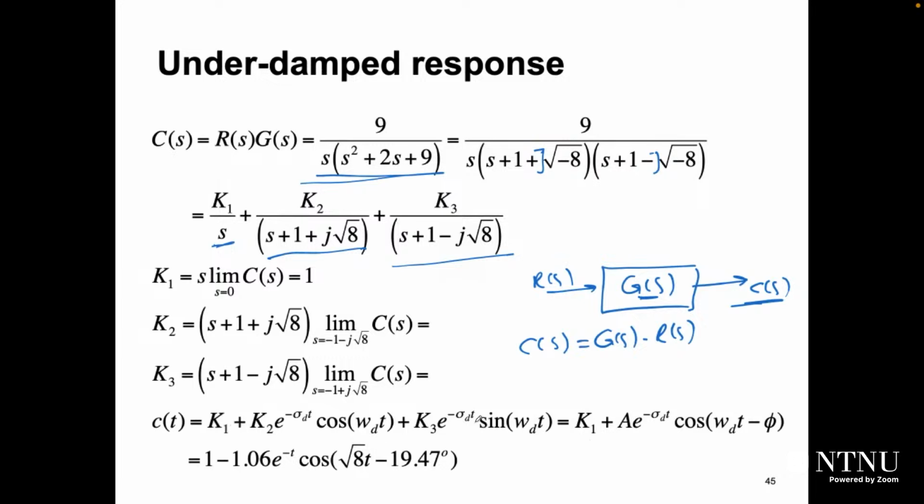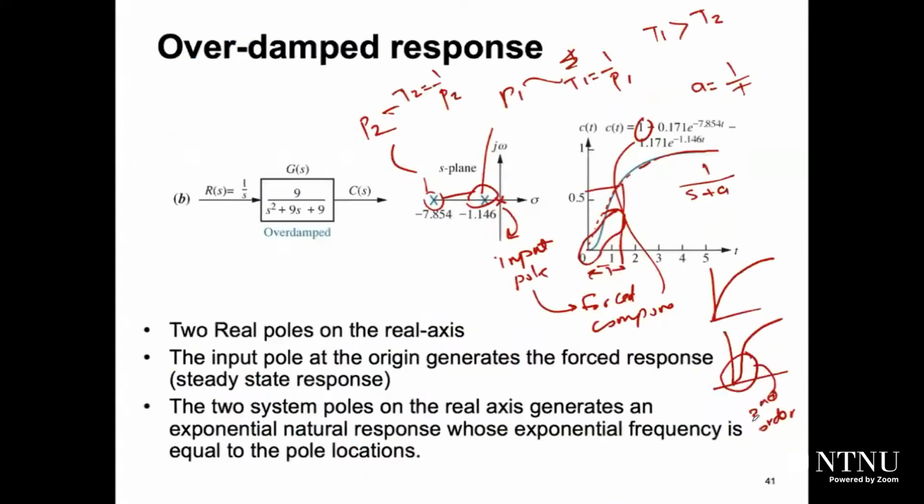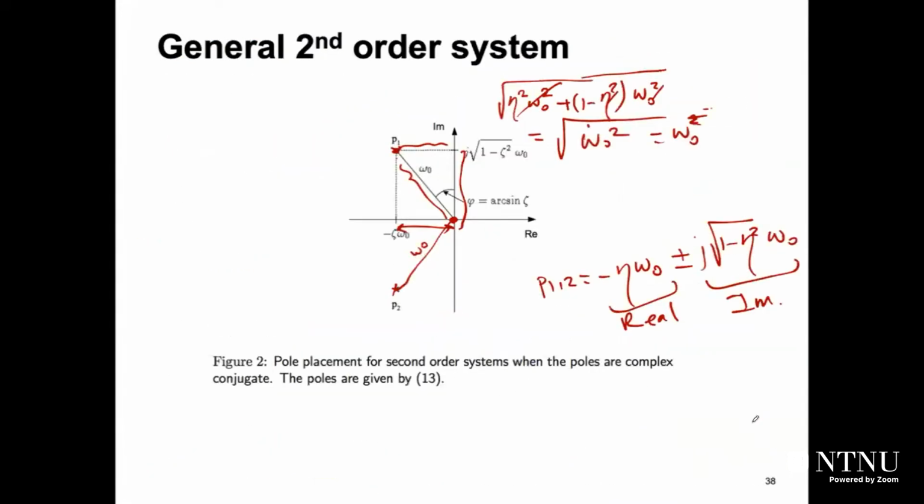So C of T will be this one. You just need to go to the Laplace transform table and try to find something. In fact, you don't need to factorize this one. I guess factorizing it is not correct because it will be A multiplied by exponential real part multiplied by cosine omega d t minus phi. Phi is this angle. So this is phi, right?